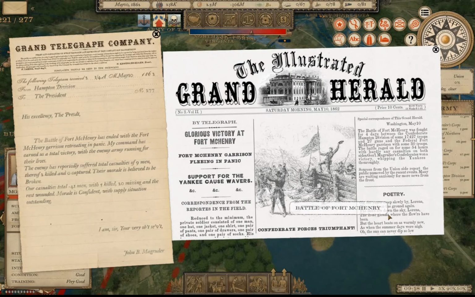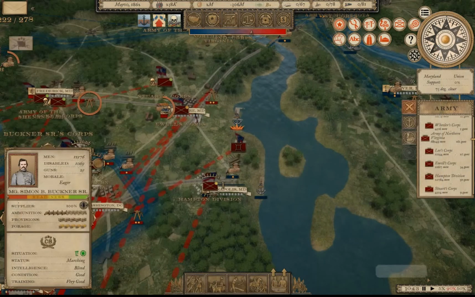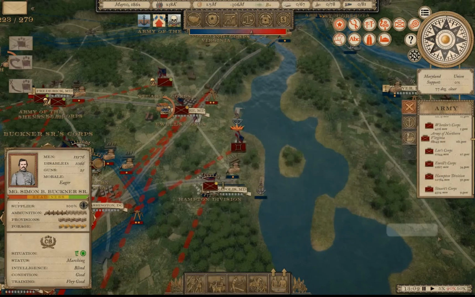Glorious victory at Fort McHenry. Fort McHenry garrison fleeing in panic. So Magruder takes Fort McHenry, and that opens the door to Annapolis, I would believe, as the garrison surrenders at Fort McHenry.